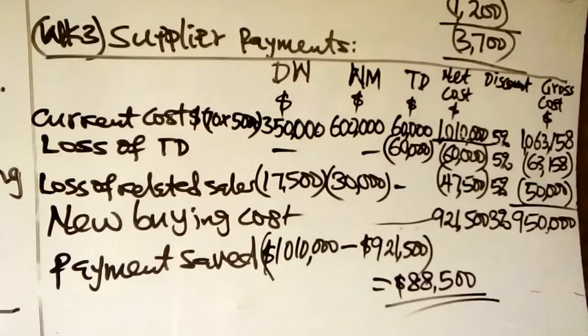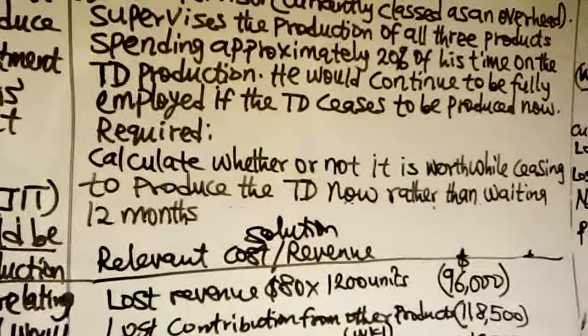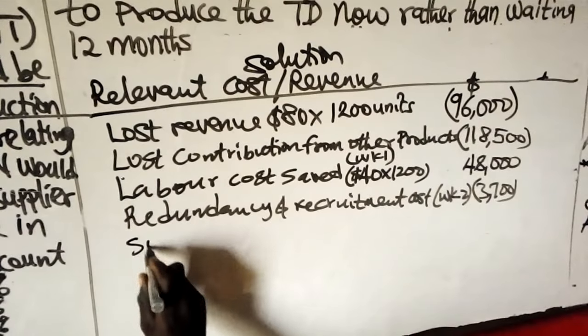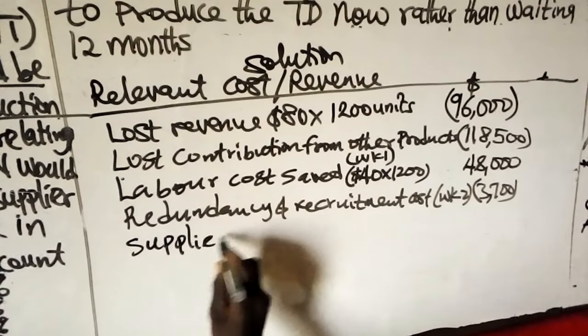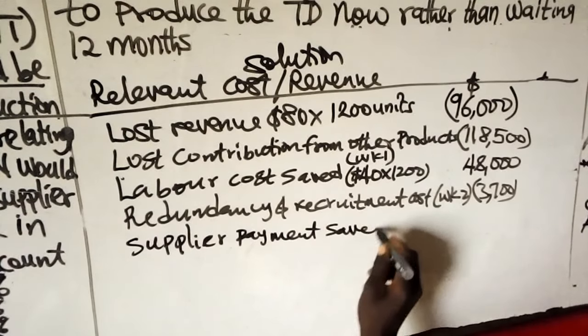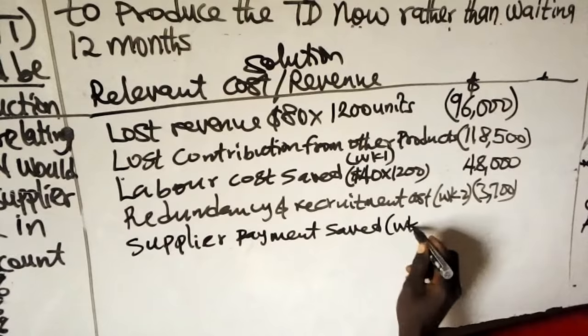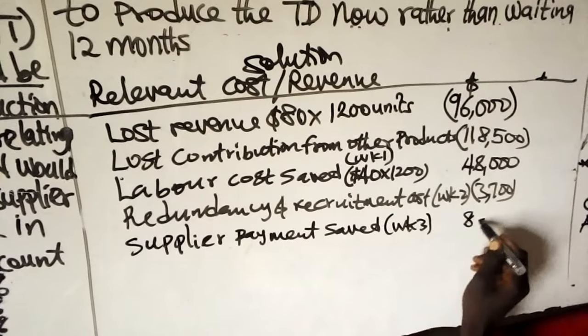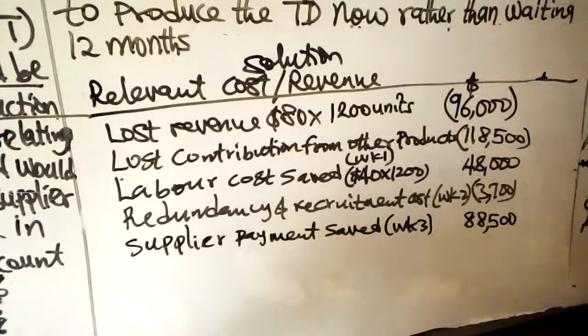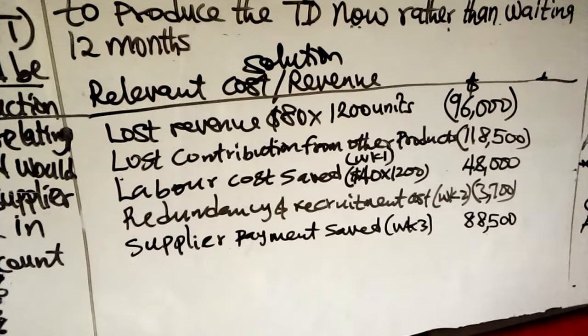So I've told you that saving cost will be treated as an inflow. Supplier payment saved. That is working 3, which is 88,500.